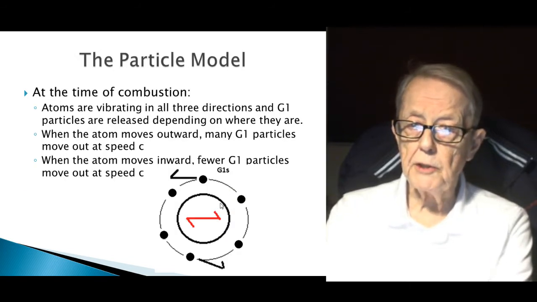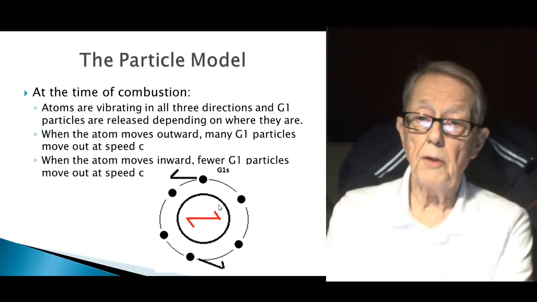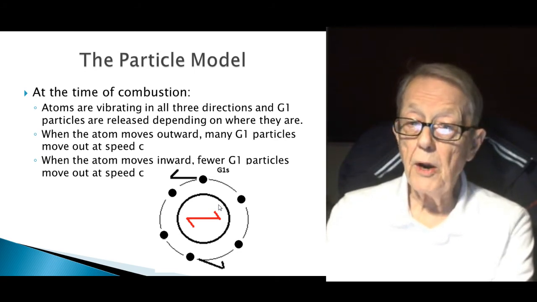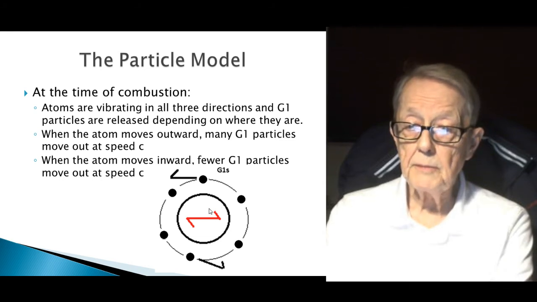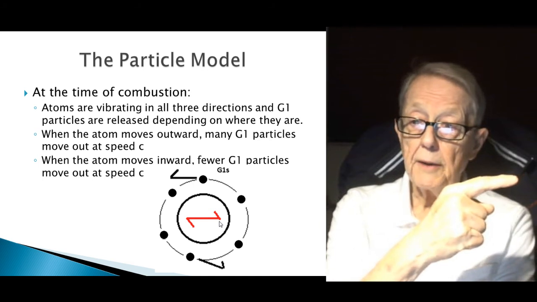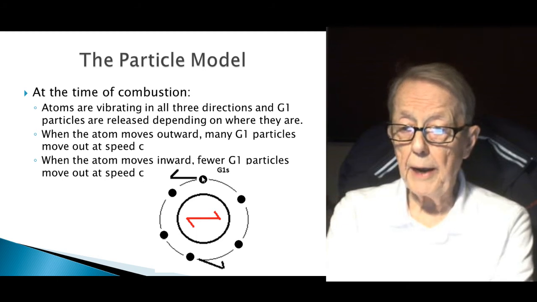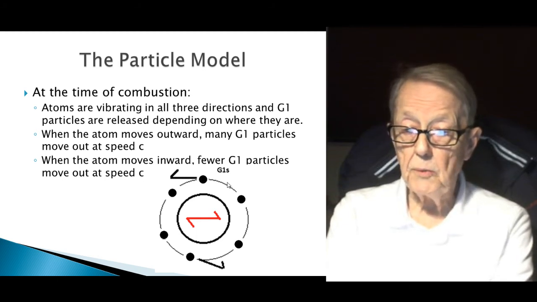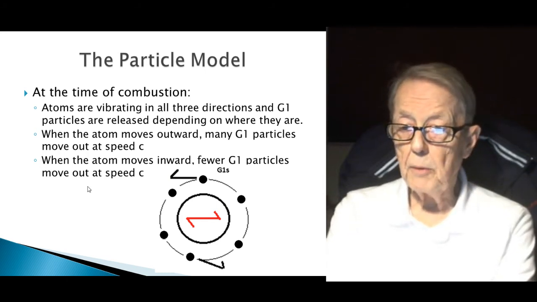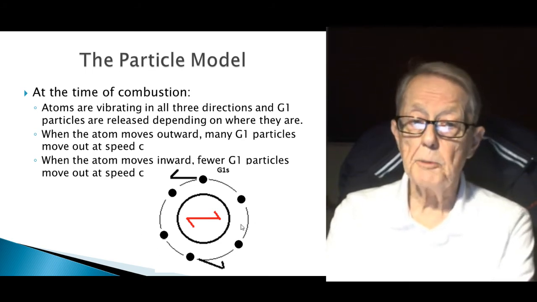Now, at the time of combustion, the atoms are vibrating in all three directions, and you can see light coming from the candle in all three directions. The G1 particles are released depending on where they are at the time of combustion. If this atom is moving outward, away from the candle, then this atom would release this G1, and these particles would move out away from the candle at speed c, because these G1 orbitals are orbiting at speed c.